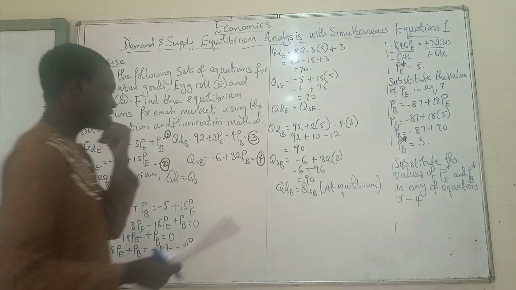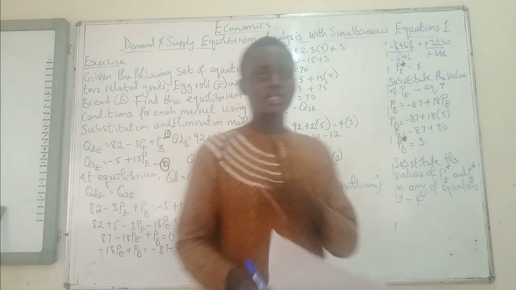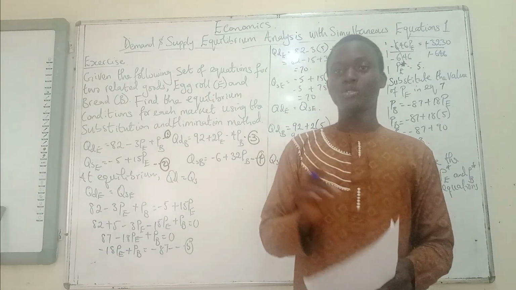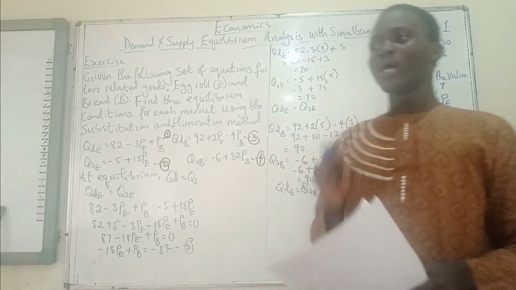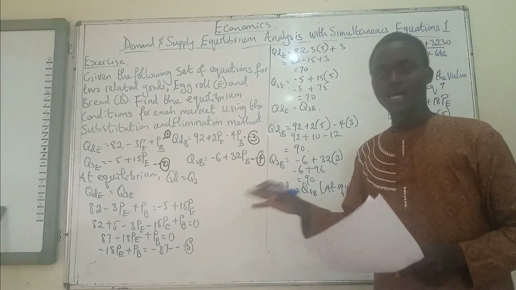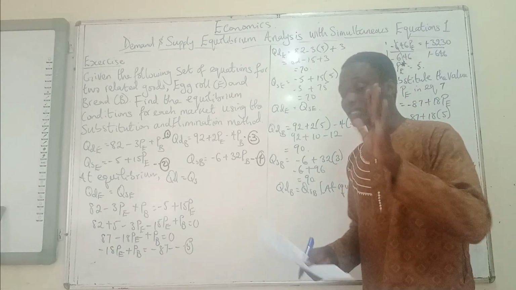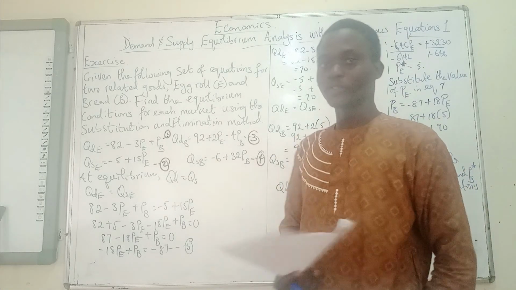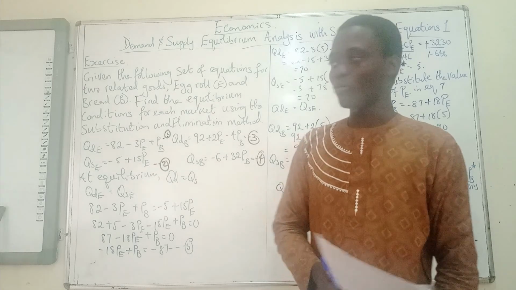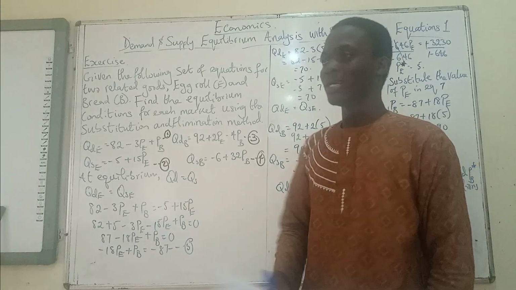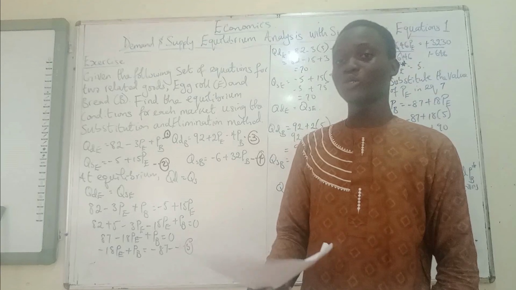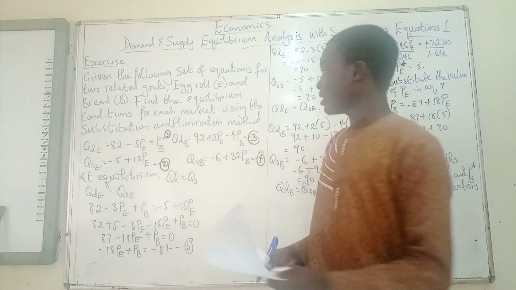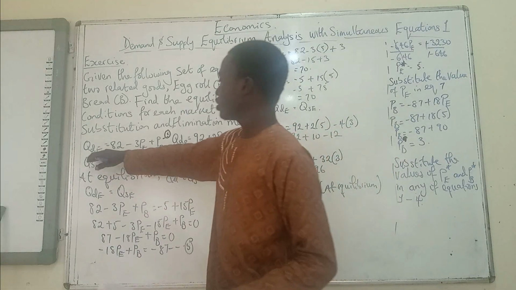Now, the last question says that the goods are related, which means they could be complements or substitutes. Now, are they complements? Are they substitutes? How do you tell? In fact, immediately I saw the question, I think I knew, but I don't know if you did. So we don't need to solve anything to know whether these goods are complements or substitutes. What you just have to do is check their respective demand functions. Simple. Now look at the demand function here.